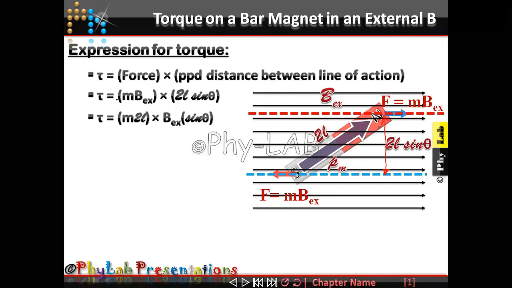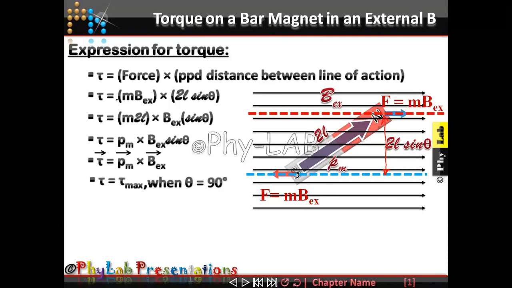You will come to know how this distance was equal to 2L sin theta. Torque is equal to m B x 2L sin theta. m into 2L becomes the dipole moment of the magnet, into B sin theta. Substituting and solving it out, you get the expression for the torque as Pm B sin theta, or torque is equal to Pm cross B. Now you know whenever the dipole is placed perpendicular to the magnetic field lines, it always experiences a maximum torque, and the expression of the maximum torque then happens to be Pm B. So this was the expression for the torque experienced by a bar magnet when placed in a magnetic field.